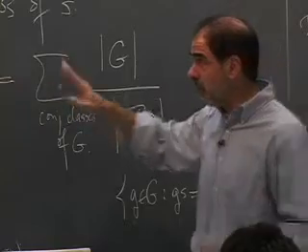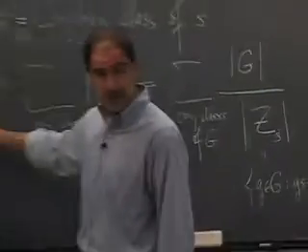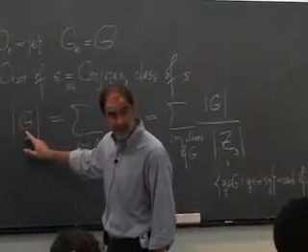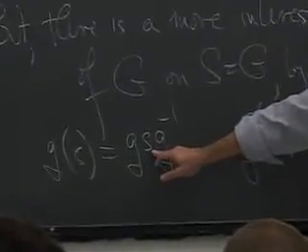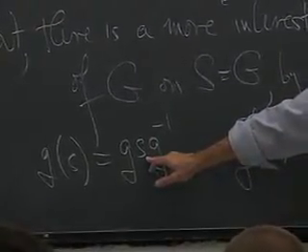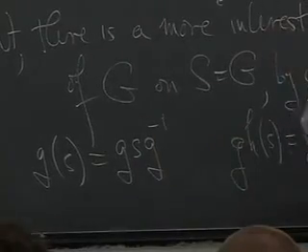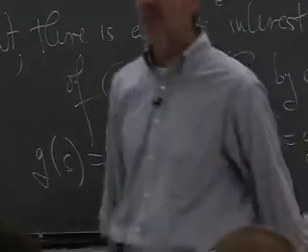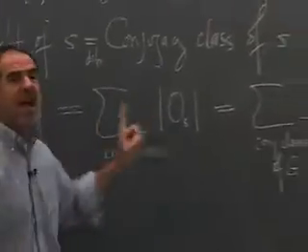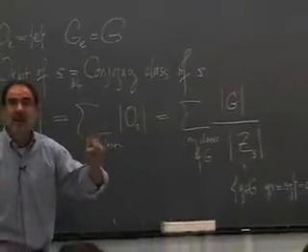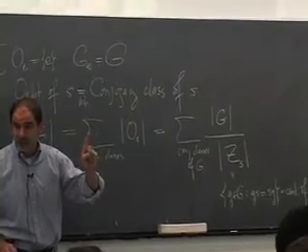Suppose my group is abelian. Then gsg⁻¹ is equal to s for all g in G, because g commutes with everything. Everything commutes in this group. Consequently, in an abelian group, these orbits have one element in them. Every element is in its own conjugacy class.